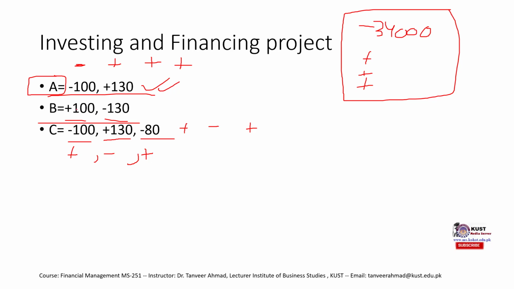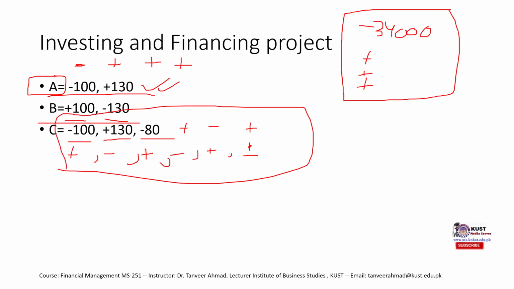So in previous example, the sign would change only once, right? It turns from negative to positive 1 time, that's it. From positive to negative, that's it. But in this case, it turns from negative to positive and then again to negative. In this case, it turns from positive to negative, then again to positive and again positive and negative, right? The idea is that if sign changes more than once, then we have non-conventional cash flows, and if the sign changes just once, then we have conventional cash flows.